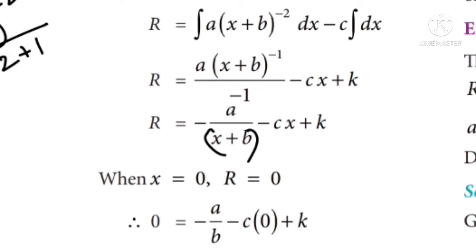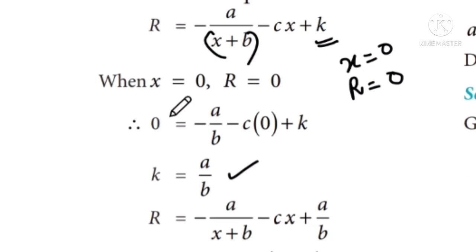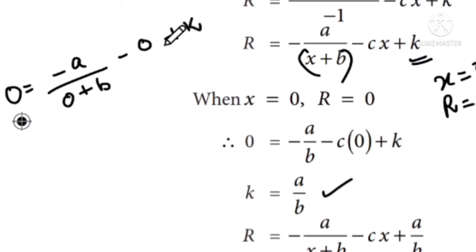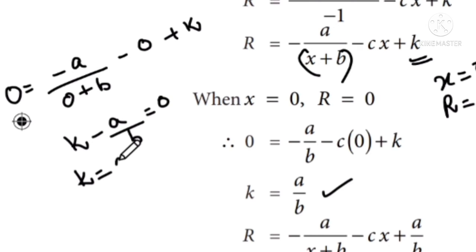Minus cx plus k. Now once again, whenever you have to find the constant k in a revenue function, put x is 0 and r is 0. When x is 0 and r is 0, you are not getting k as 0 in this sum. See, when you put x is 0 and r is 0, there is one term here that is minus a by (x plus b). So 0 plus b, minus 0 because x is 0, plus k. So this is becoming now minus a by b. K minus a by b is 0. So k is a by b.